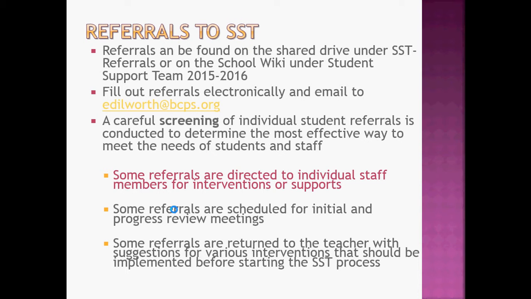Referrals can be found on the Share Drive under SST and then Referrals. They're also on the School Wiki under SST 2015-2016. There is a primary and an intermediate referral. Please fill out digitally and email to me. They must be filled out digitally because they are then downloaded into the SST system.